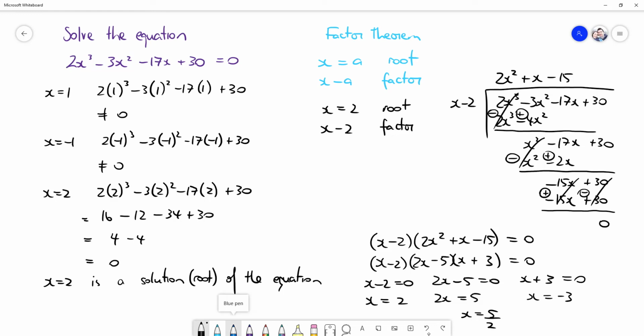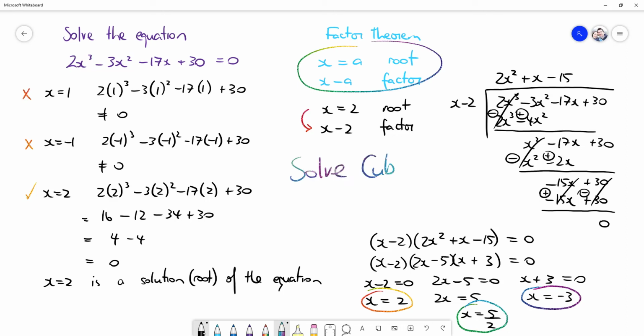And so the three solutions to this cubic equation are x equals 2, x equals 5 over 2, or 2.5, and x equals minus 3. So to run through the steps quickly again, if we've been given a root, we can then find the factor, and we can do long division to find the other factor, which we can factorize to find the other solutions to the cubic equation. If we haven't been given a root, well then we have to guess the first root. We tried 1 which didn't work, -1 which didn't work, and eventually we came upon x equals 2, which was a root or a solution to the cubic equation. And because x equals 2 was a root, the factor theorem says that x minus 2 is the factor. And that's how we solve cubic equations.